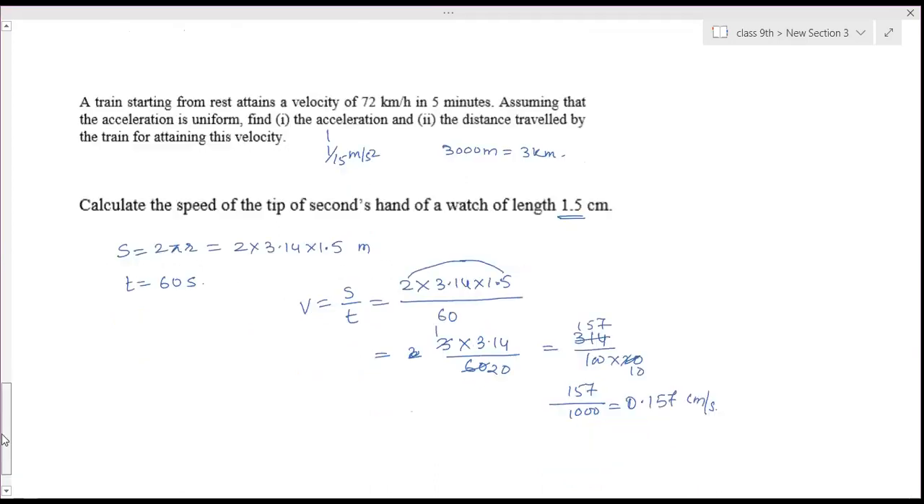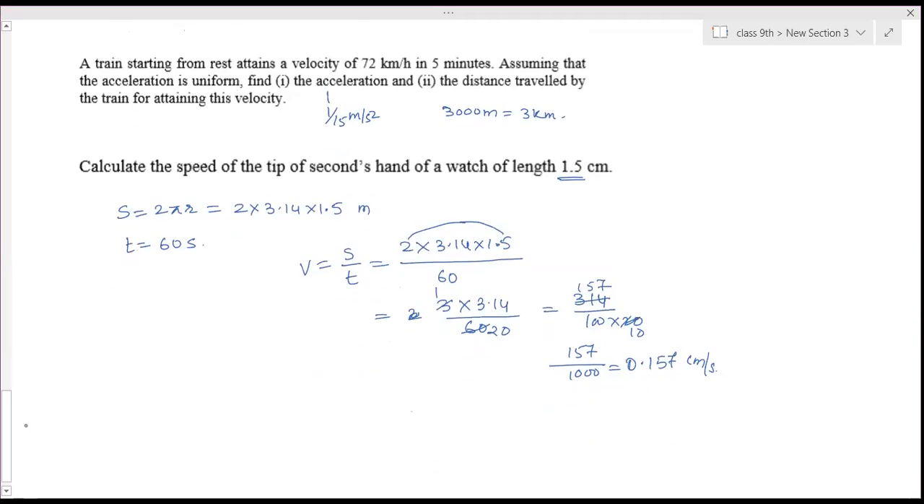Ma'am, why have you taken it into like 100 into 20? That is the basic mathematics. Now this question, don't ask me now, attending class 9.